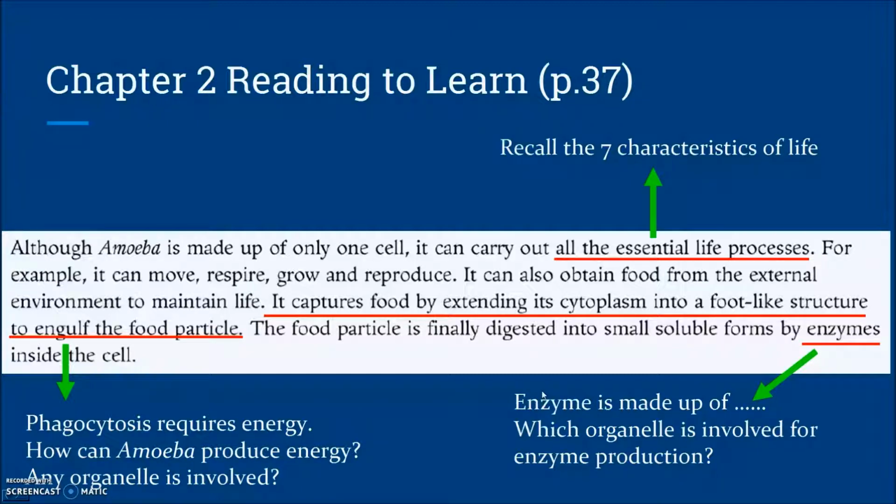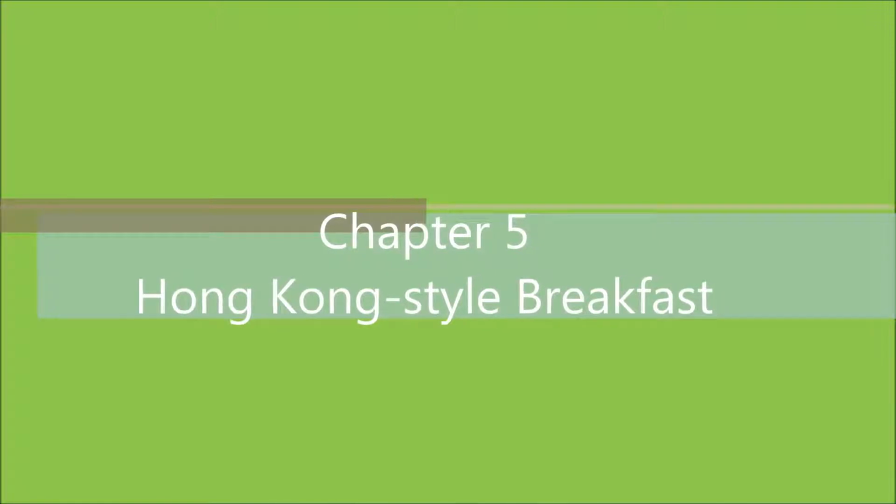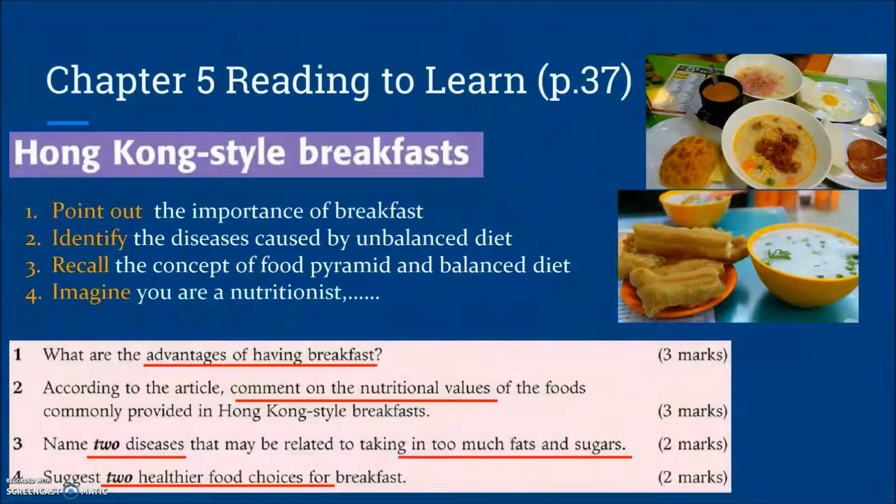Okay, and then we shall go to chapter 5. So let's move on to the chapter 5 question. It's about the Hong Kong style breakfast. In this question, the first thing you need to do is to point out the importance of breakfast. You can read from the paragraph: what are the advantages of having breakfast? And also, according to the article, comment on the nutritional values of the food commonly provided in Hong Kong style breakfast. So any good or bad things.